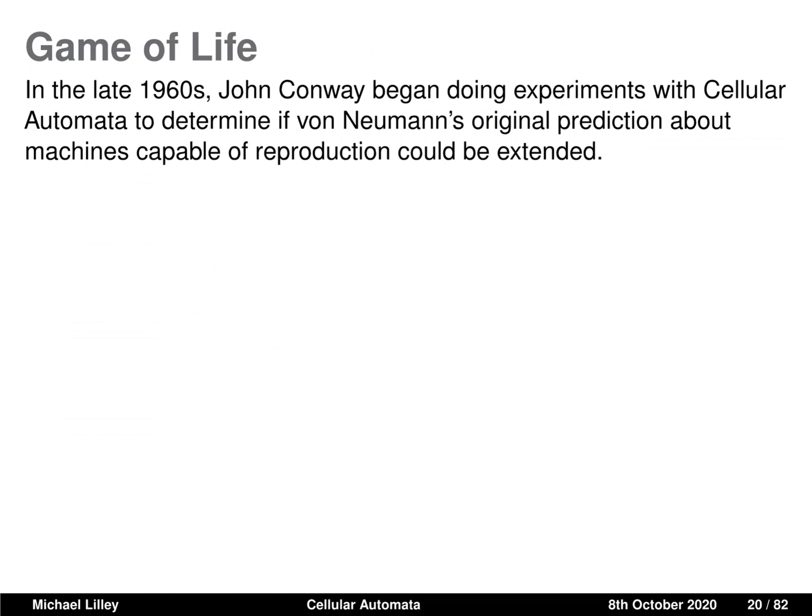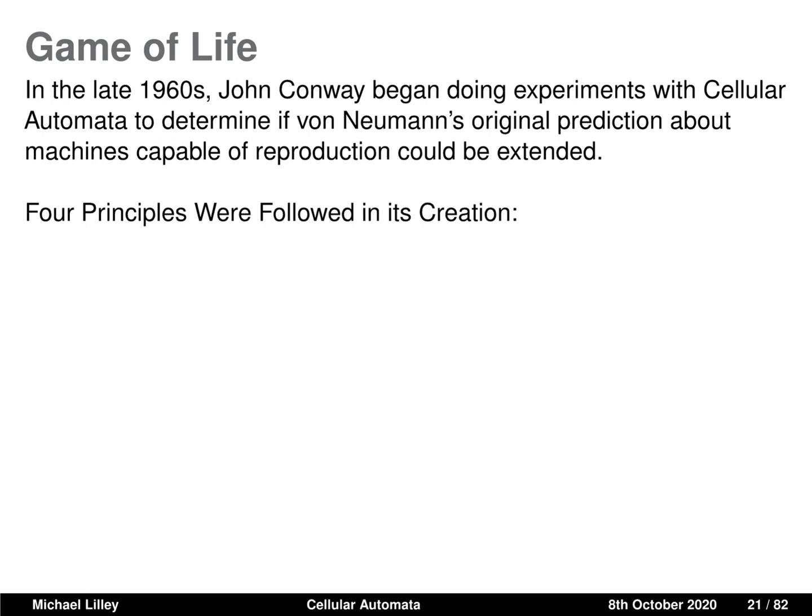In the 1960s, the late mathematician John Conway began doing experiments with cellular automata to determine if von Neumann's original prediction about machines capable of reproduction could be extended. Instead of just focusing on a set of rules that would recreate multiple copies of a single configuration, he wanted to build a rule set that simulated simple population dynamics with the hope that cells would reproduce in some form autonomously. It is the population dynamics that come from this cellular automata that gives it the name game of life.